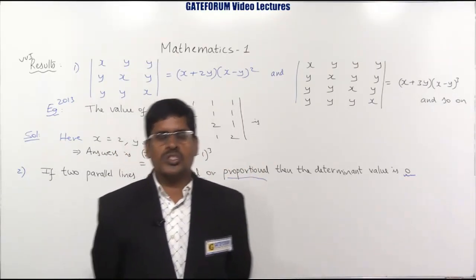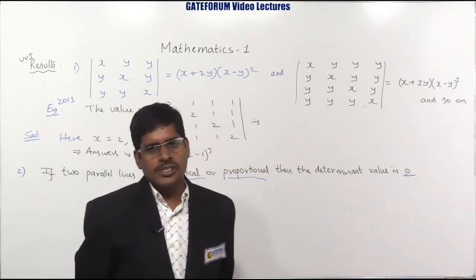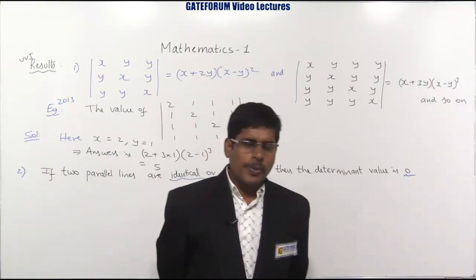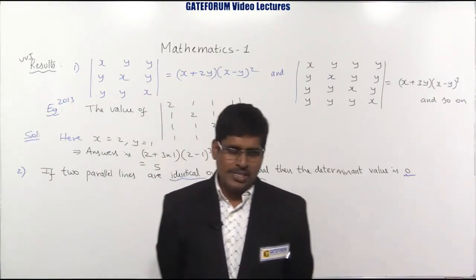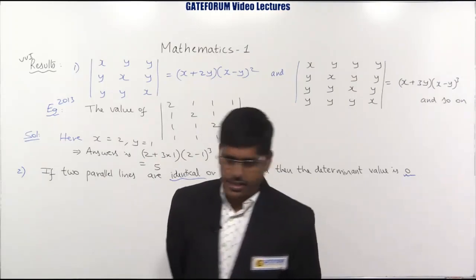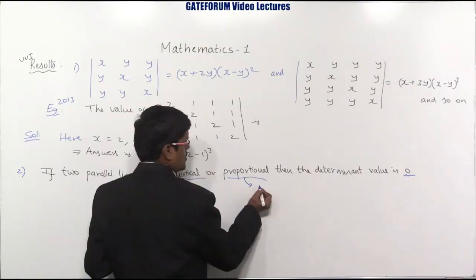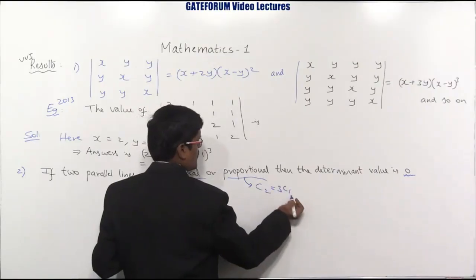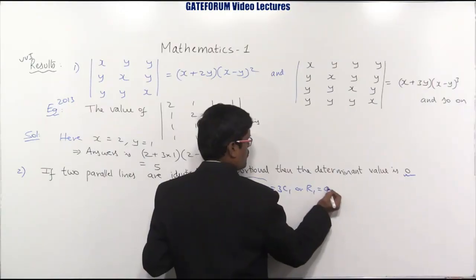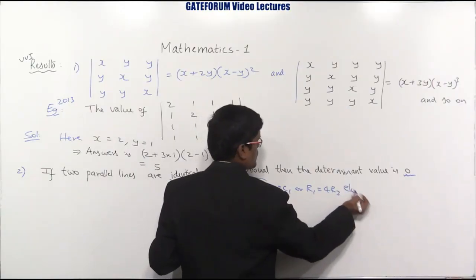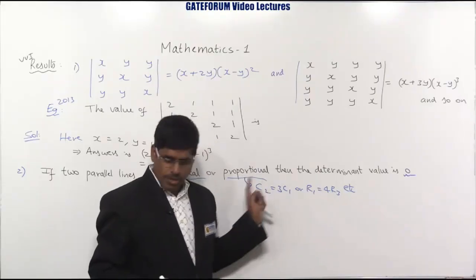That means the first row say 1, 2, 3, second row 2, 4, 6. That second row is obtained as a multiple, I mean 2 times the first row elements. That is called 2 is a proportional constant. Okay. So in this case, that is C2 is equal to 3C1. Okay. Or R1 is equal to 4R3, etc. This 3 is a constant multiple of another column, 4 is a constant multiple of another row, etc.